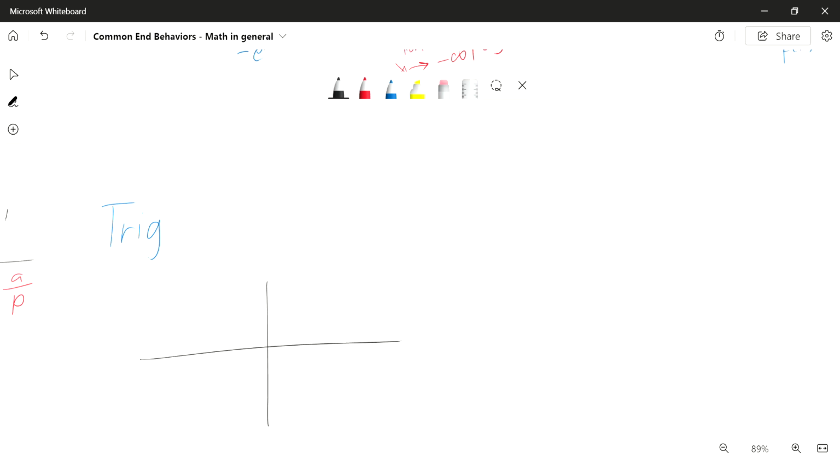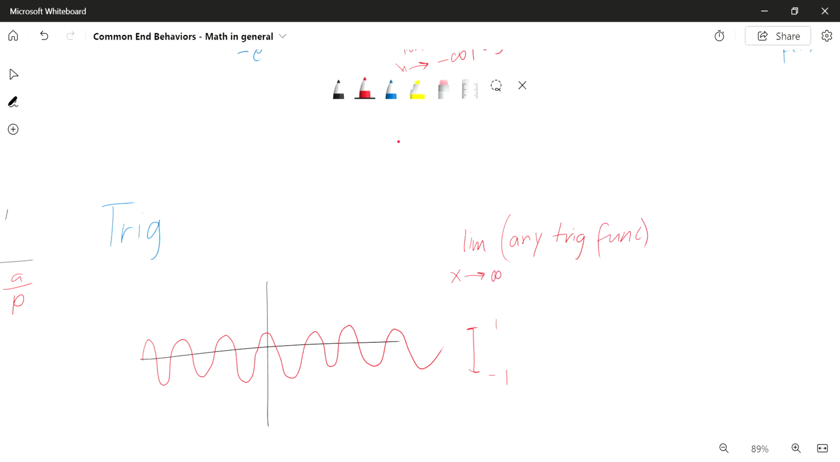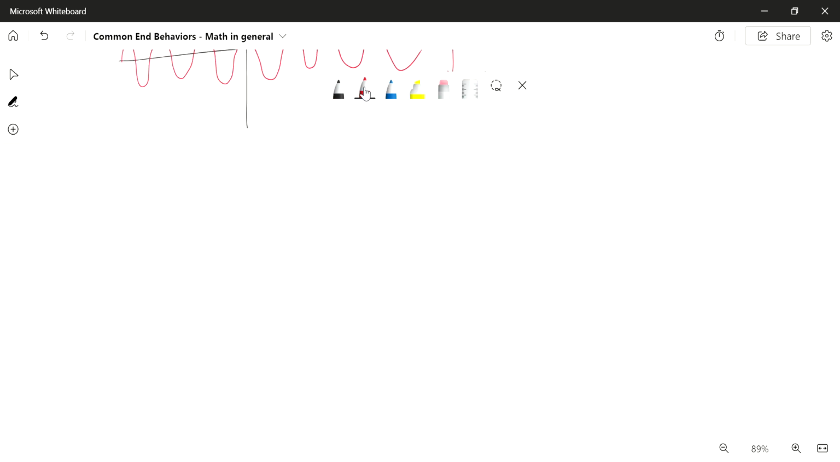And now to trig. See, the trig functions actually have a very peculiar end behavior, in the sense they don't have one. These functions just keep repeating over and over again. So it's impossible to know where it truly ends. It just keeps oscillating between -1 and 1. So how do we know where it ends? We don't. So the limit of any trig function as x approaches infinity or as x approaches negative infinity doesn't exist.